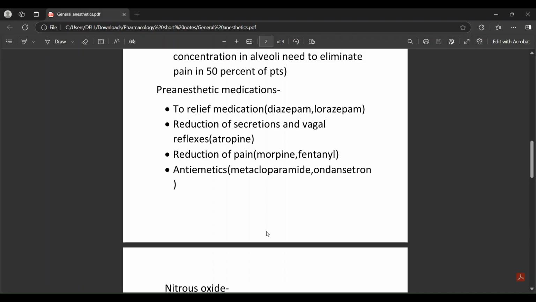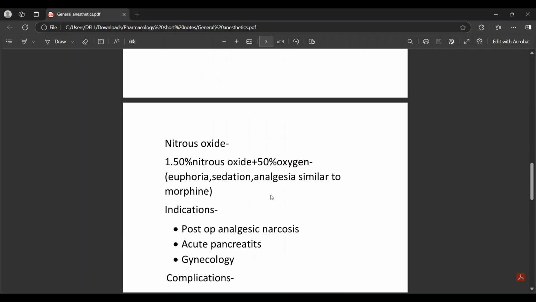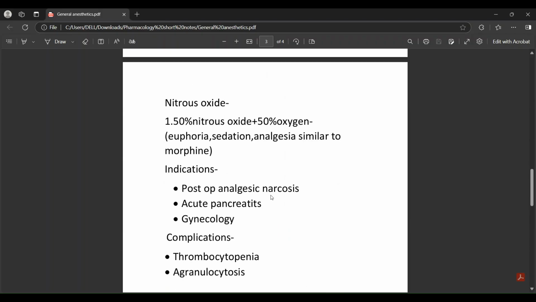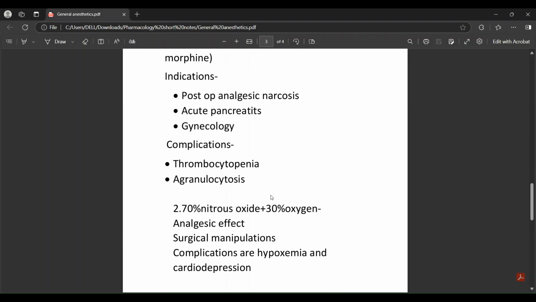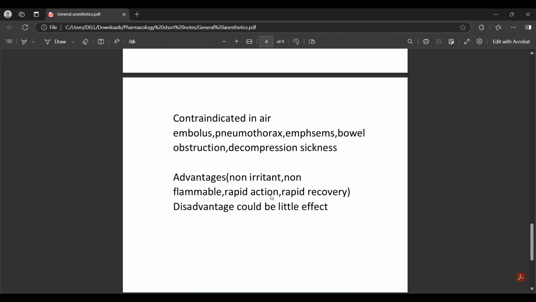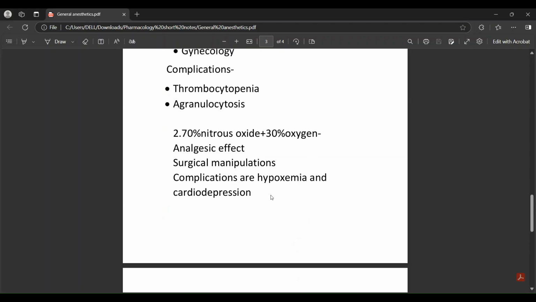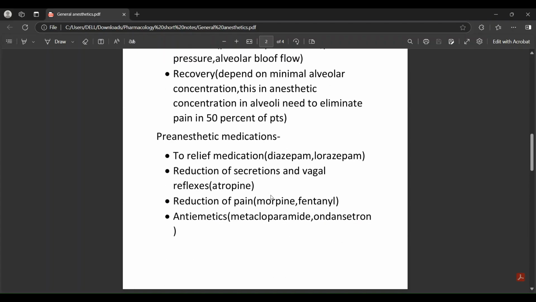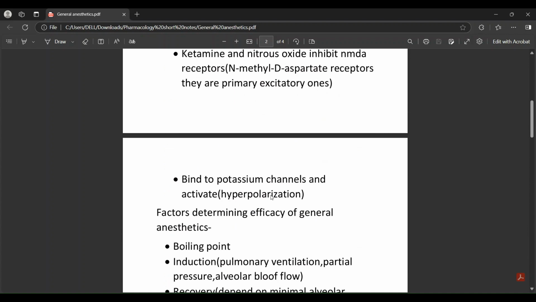When you are operating intraoperatively, if the patient suddenly vomits, it will cause aspiration and complications like aspiration pneumonia. To reduce pain, morphine and fentanyl. So what kinds of nitrous oxide mixtures we have, what the main effects are, why nitrous oxide is contraindicated, what the advantages are. If you know these things, this will be more than enough for general anesthetic.